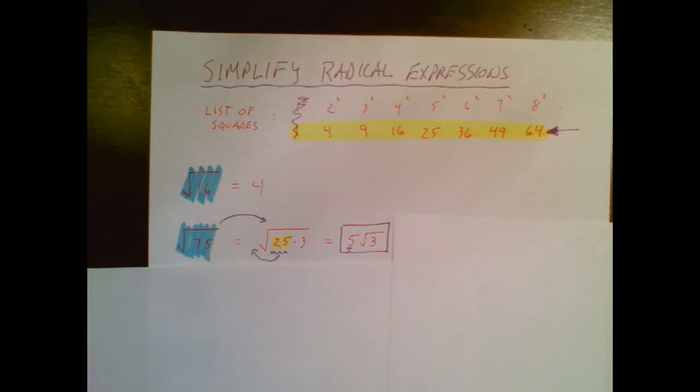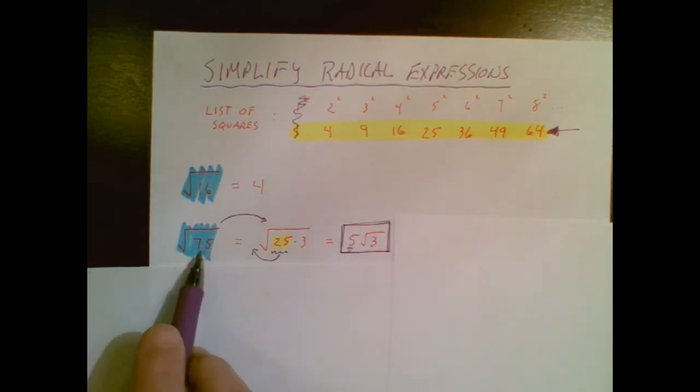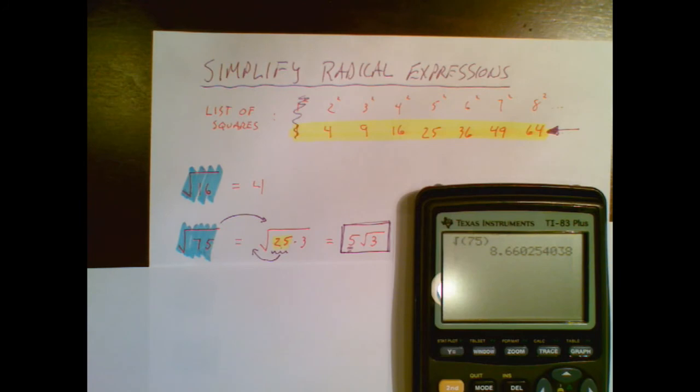And by the way, this as your final answer is the same thing as this if I punch it into a calculator. If I do the square root of 75 on the calculator, I get 8.66. Now I'll do the other one on the calculator. That's 5 square roots of 3 on the calculator. I also get 8.66. All right, let's do this procedure with about 2 more examples.